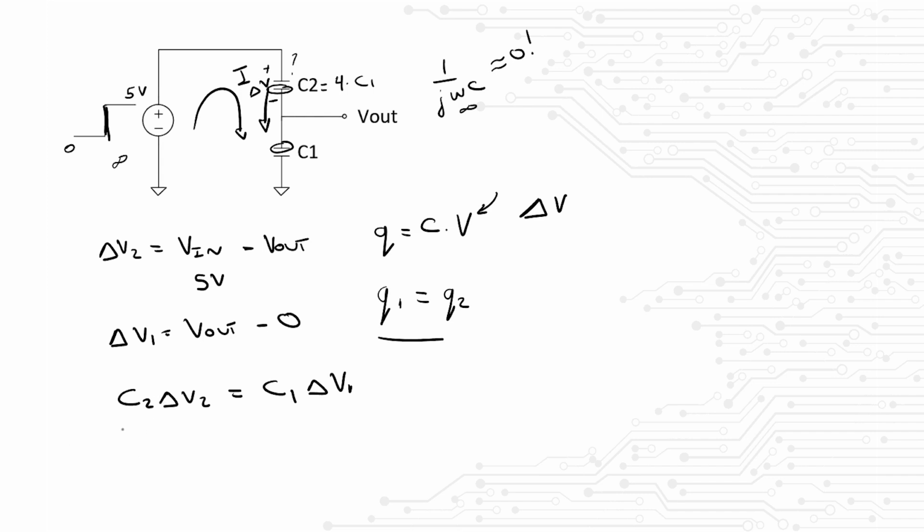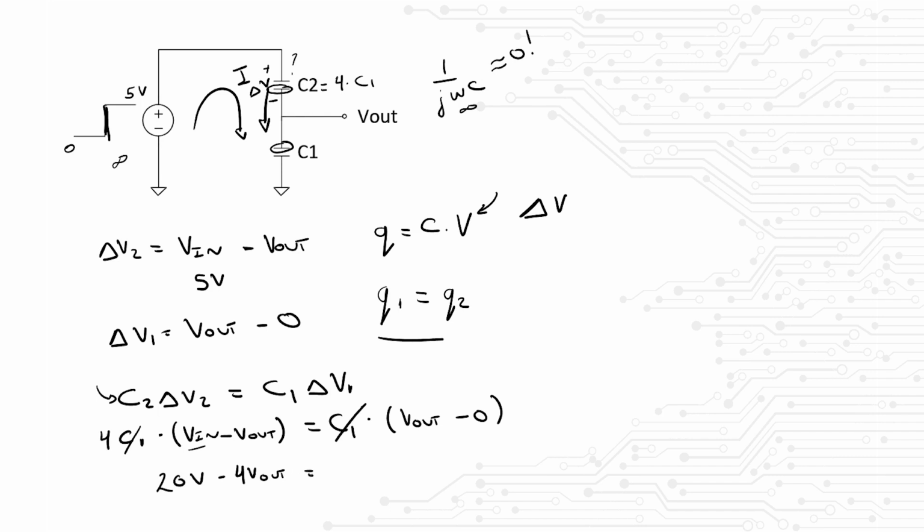So now let's get down with some simple math. If you don't remember this, okay, maybe you need to study a little bit harder, but anyway, this should be really simple math, right? C2, that is 4 times C1, times delta V2, that is Vin minus Vout, should be equal to C1 times Vout minus 0. In this case, we cancel out the C1s, and then we have 4 times Vin, that is 5 volts, so 20 volts, minus 4 times Vout, is equal to Vout. Therefore, 20 volts is equal to 5 times Vout, and therefore Vout is equal to 4 volts.